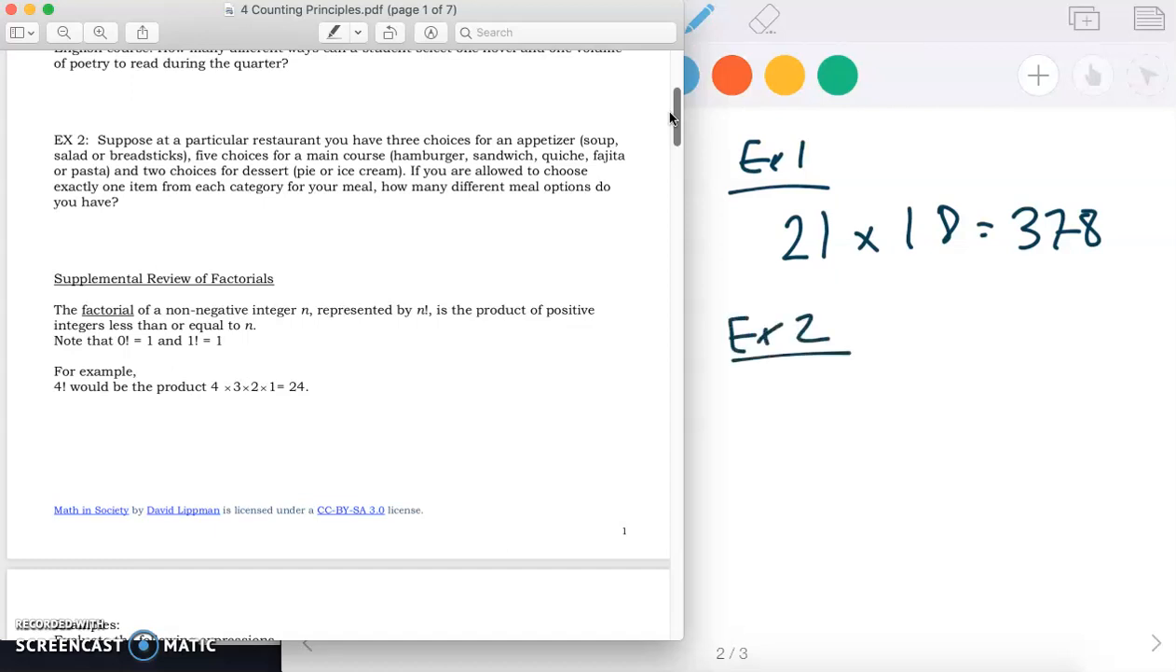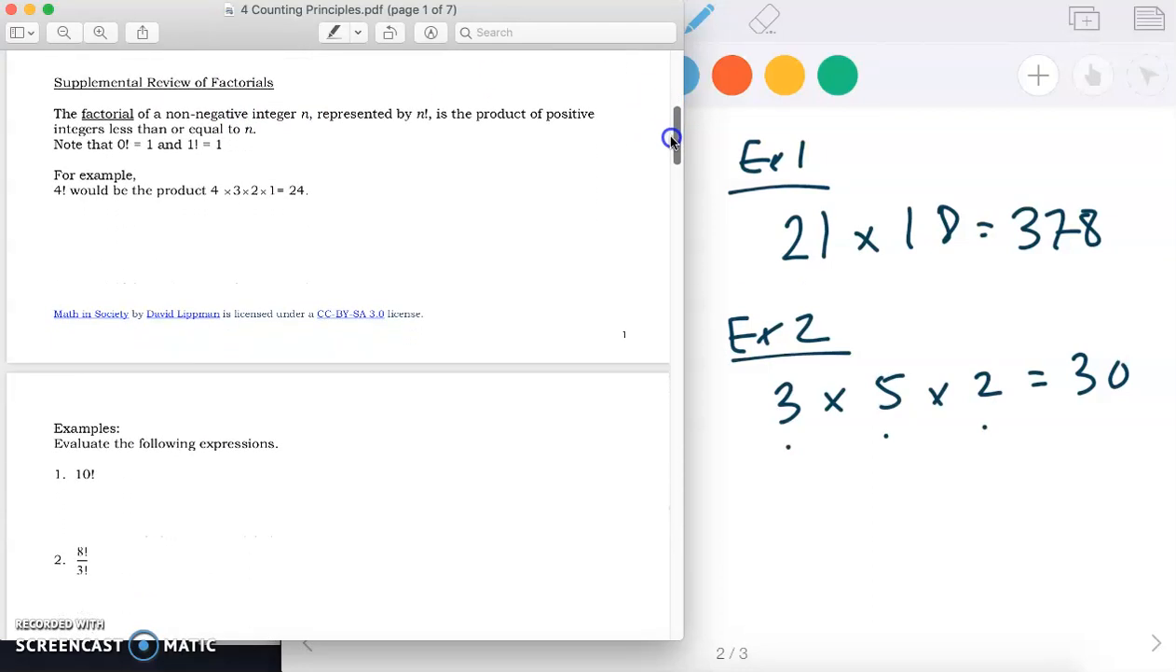So in this example, we have 3 options: an appetizer, a main course, and a dessert. There were 3 choices for the appetizer, 5 choices for the main course, and 2 choices for the dessert. So we have 3 times 5 is 15, times 2 is 30. So that means you have 30 possible selections.